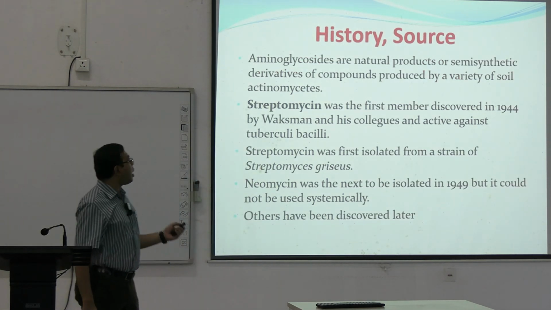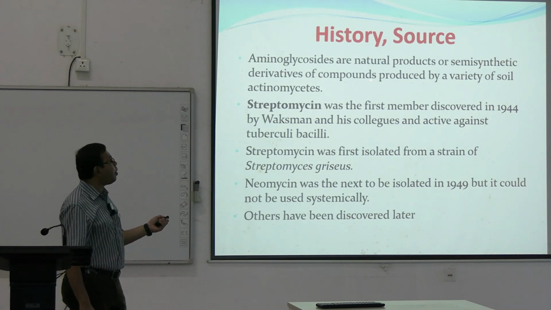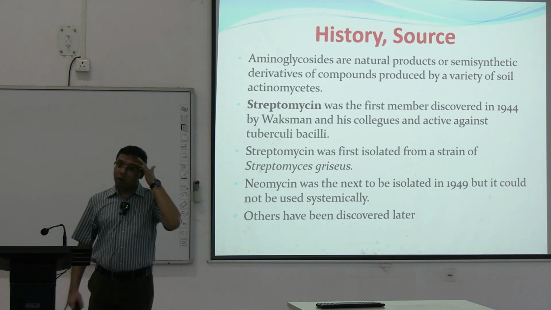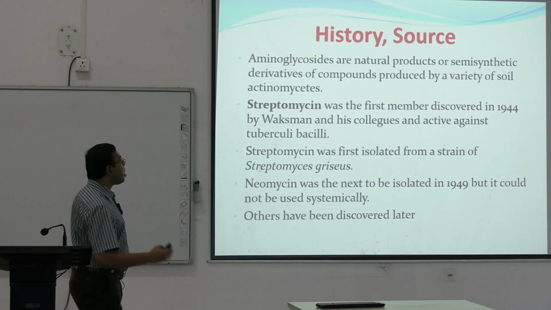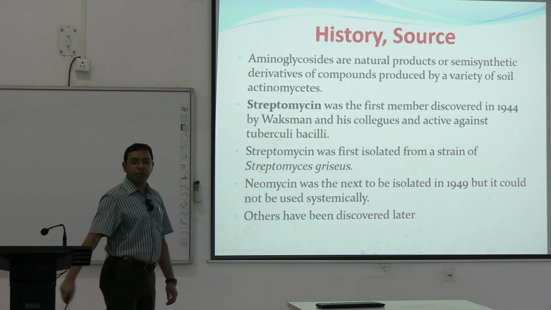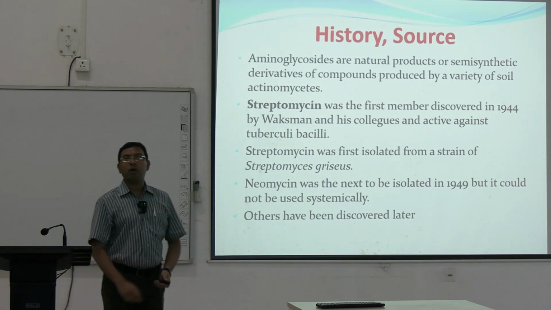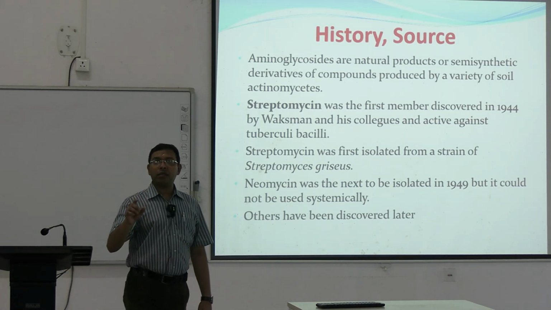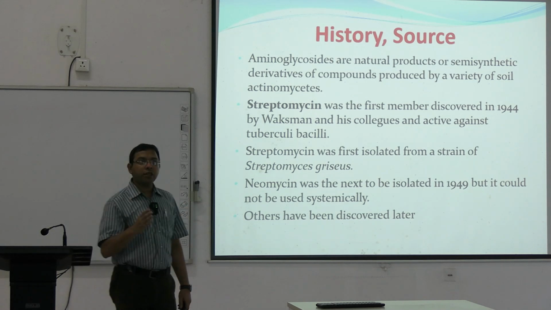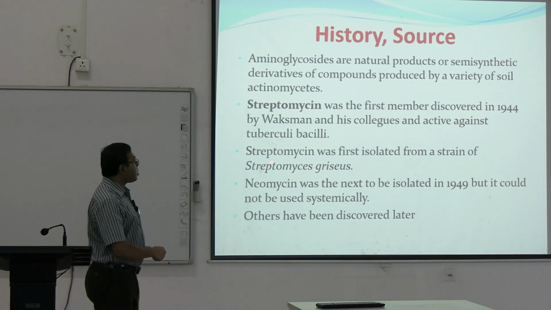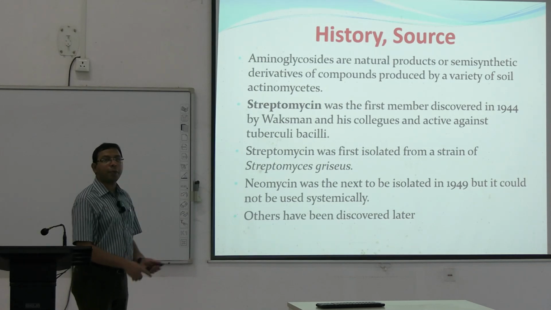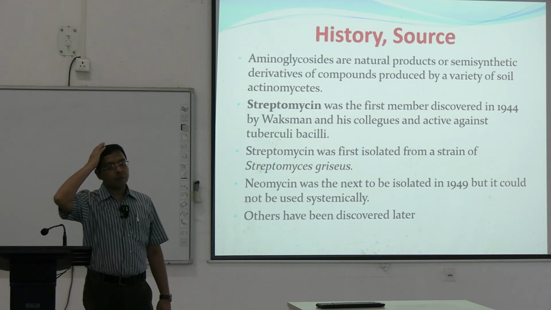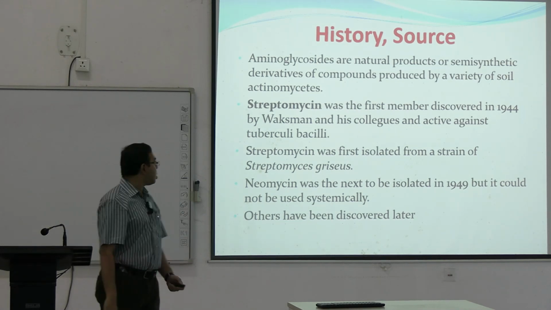These aminoglycosides are natural products or semi-synthetic derivatives of compounds produced by a variety of soil actinomycetes, as I have already told. The first one is Streptomycin. Streptomycin was the first member, discovered in 1944 by Waksman and his colleagues, and it was shown to be active against tubercle bacilli. So Streptomycin is also an anti-tubercular drug. It was first isolated from a strain of Streptomyces griseus, the actinomycete from which Streptomycin is obtained.